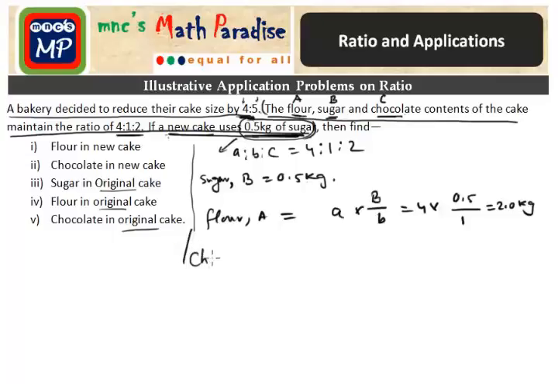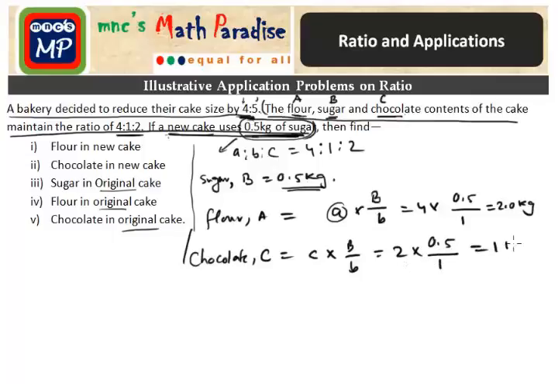Similarly chocolate, C will be just this, A will be replaced by C. So C times B by B, that is C is 2 here, B is capital B, that means sugar's quantity is 0.5 kilo and corresponding ratio is 1. So 2 times 0.5 will be 1 kg. So chocolate used is 1 kilo, flour used is 2 kilo, sugar used is 0.5 kilo. These are the three amounts for the new cake.